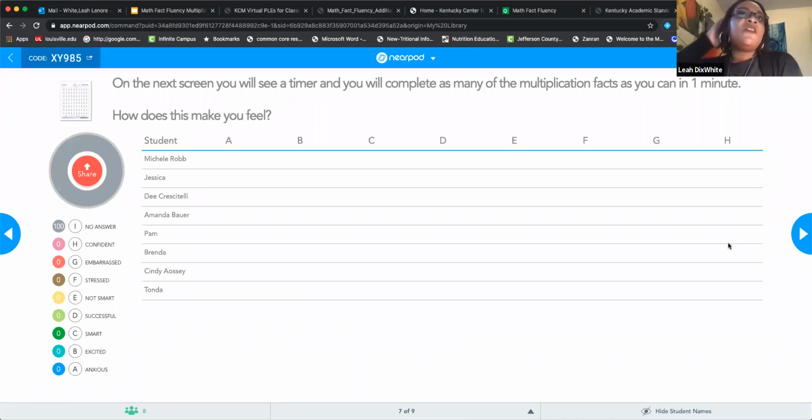And it says on the next screen, you will see a timer. You will complete as many multiplication facts as you can in 1 minute. And so then you're going to rate how it makes you feel to do that activity. And so take a moment to do that.